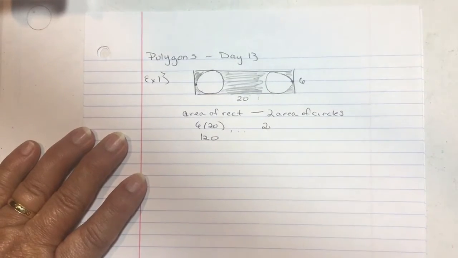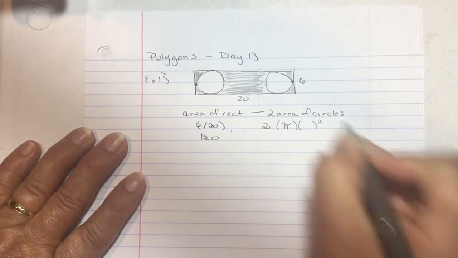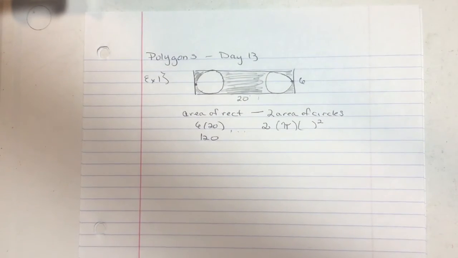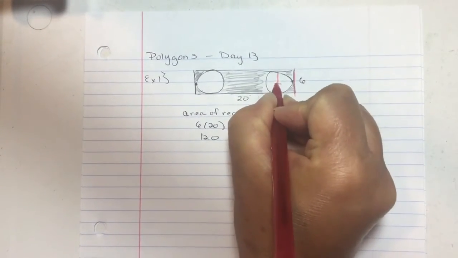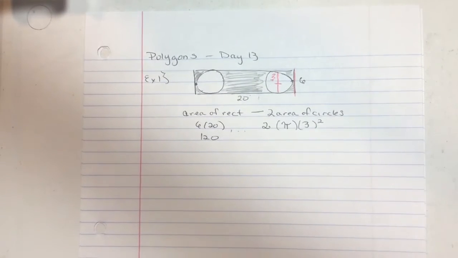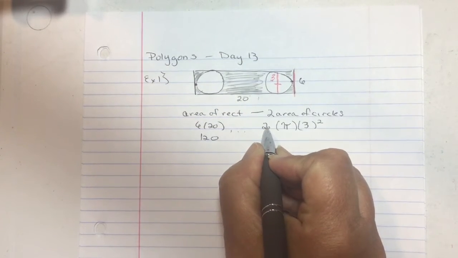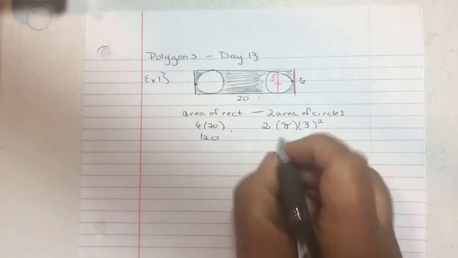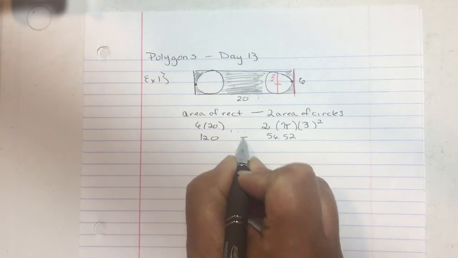Now, you're going to have 2 circles. Each circle is pi times the radius squared. Now, 6 is this. Okay, so think about what the radius would be. Hopefully you said 3. So 3 squared. So if you were to go 3 squared times pi, you're going to get 28.26. But there's 2 of them. So you're going to have to multiply by 2, and you have 56.52.